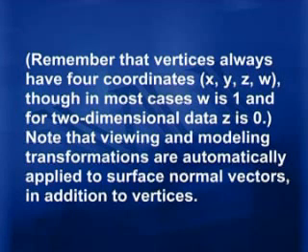So here again we are talking about one 4x4 matrix, which would be a standardized matrix to hold all different types of transformations that we would be interested in using for vertices of our objects in the scene, and then we will be performing matrix multiplications. Remember that vertices always have 4 coordinates, x, y, z and w, though in most cases w is 1 and for 2-dimensional data z is 0. Also note that viewing and modeling transformations are automatically applied to surface normal vectors in addition to vertices.